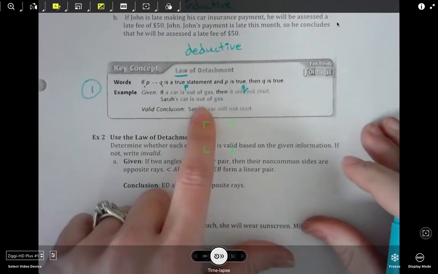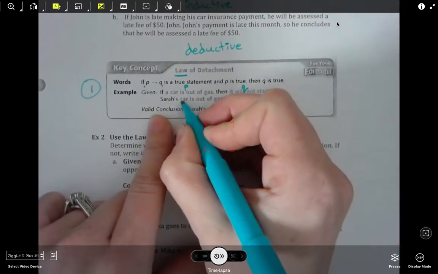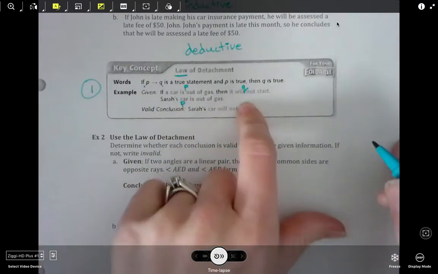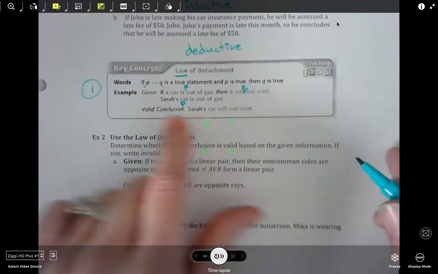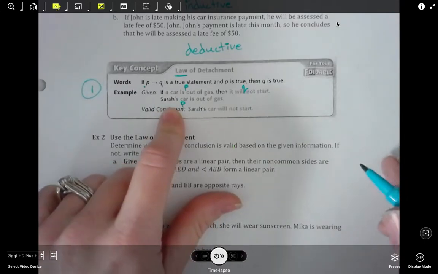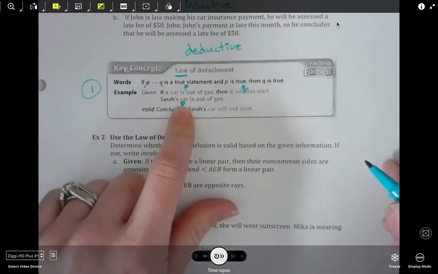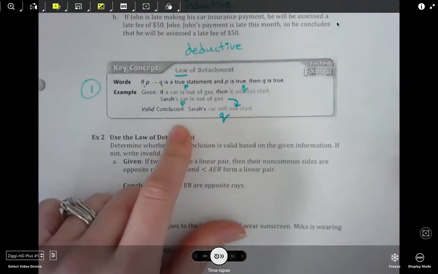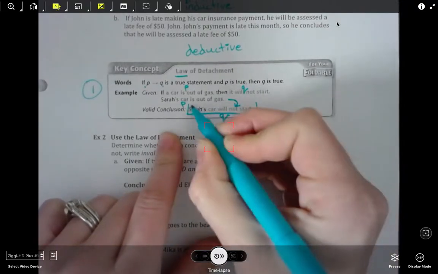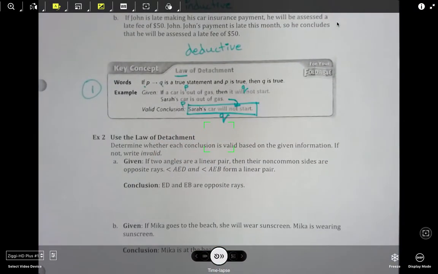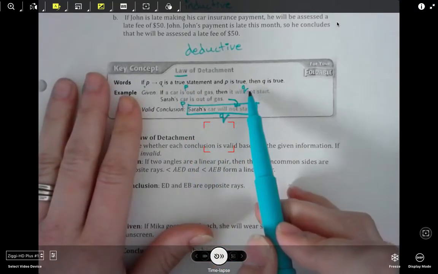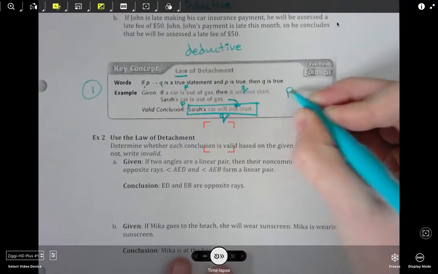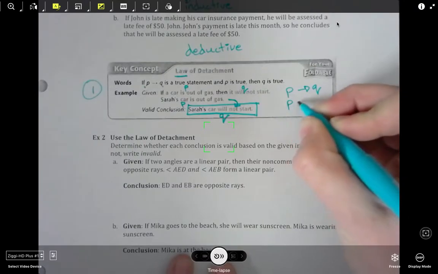So what they do is they repeat, basically, statement P to us, and they want us to give a conclusion for statement Q. So it says Sarah's car is out of gas. That's kind of repeating statement P. So what do we conclude? Sarah's car will not start. That's our statement Q. So this is the final missing piece of our law of detachment, and they're going to have us do that down here. Given this information as P and then Q and then P and then Q, that's the way that law of detachment goes. P then Q, P then Q.